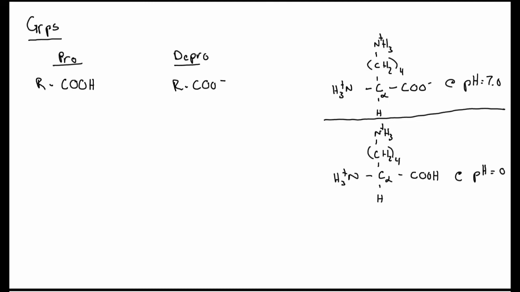Now, the other type of group that's most commonly found in amino acids is an amino group. In its protonated form, the amino group looks like this. It is a nitrogen with 4 bonds around it. It will have a positive charge. In the deprotonated form, the amino group would look something like this.